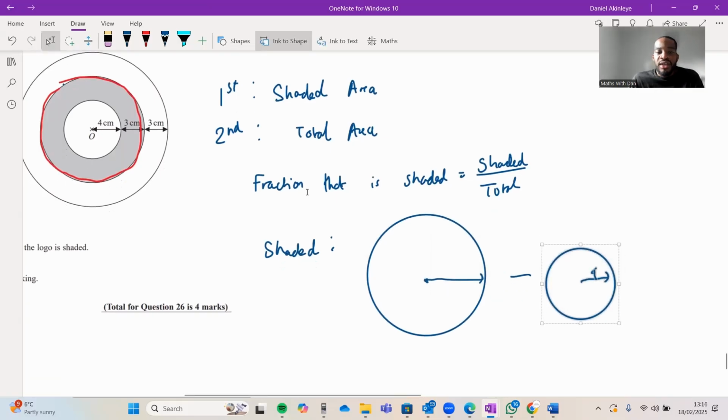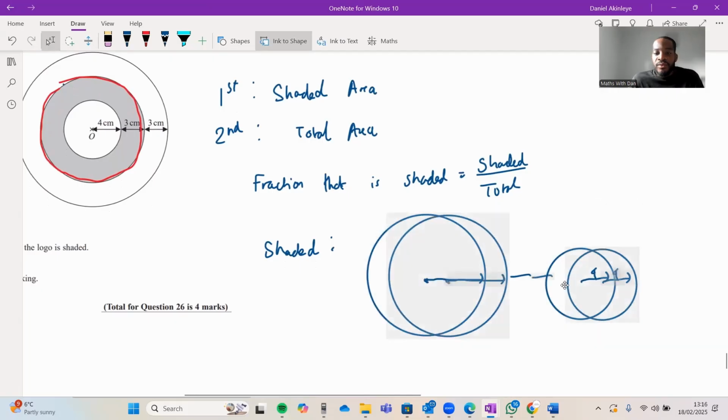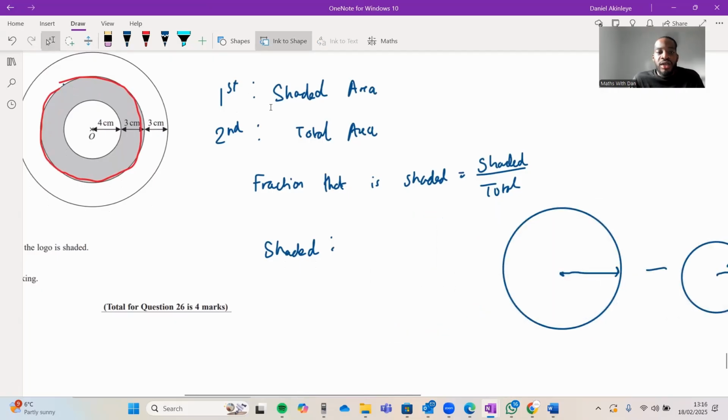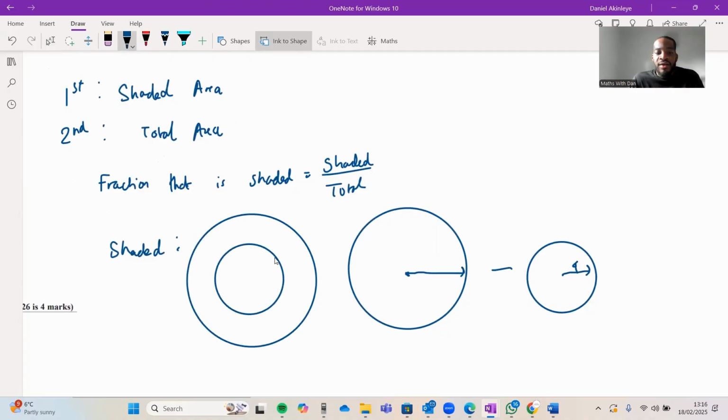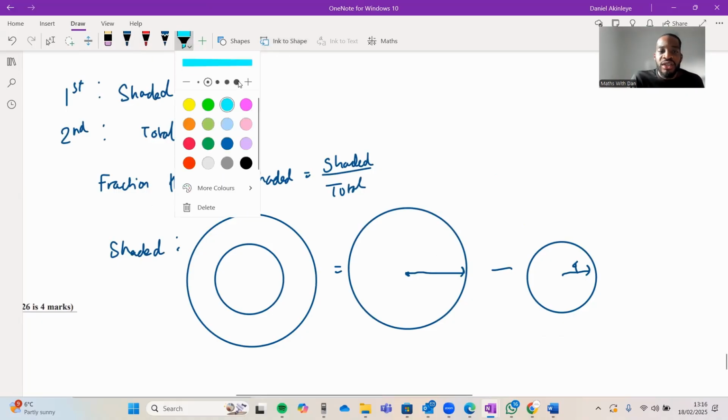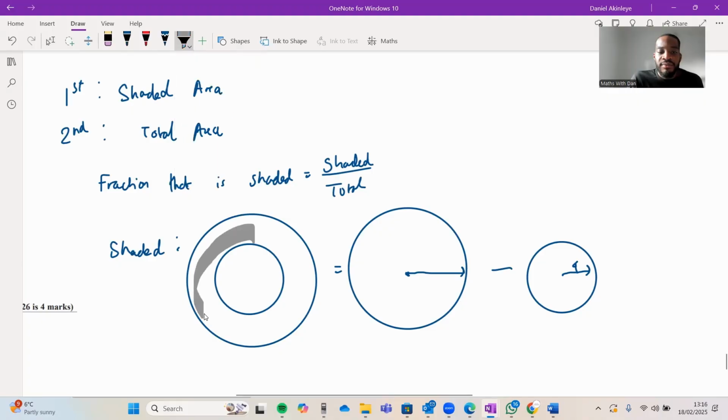Let me actually do this so it's super clear. I'll draw a circle like this, and I'm going to draw another circle inside like that. To get that shaded part, I have the outer circle and I remove the inner circle, and that will leave me with the shaded part. Do we agree with that, guys? That's super important when you're doing these types of questions. Happy with that?